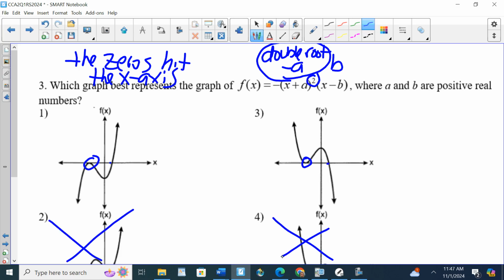Those two are out. Now, since there's a negative in front, it opens down. It would have to be choice 3. If the negative weren't there, then it would be choice 1. So again, if there's a negative in front, it opens down. If there's a positive in front, it opens up.